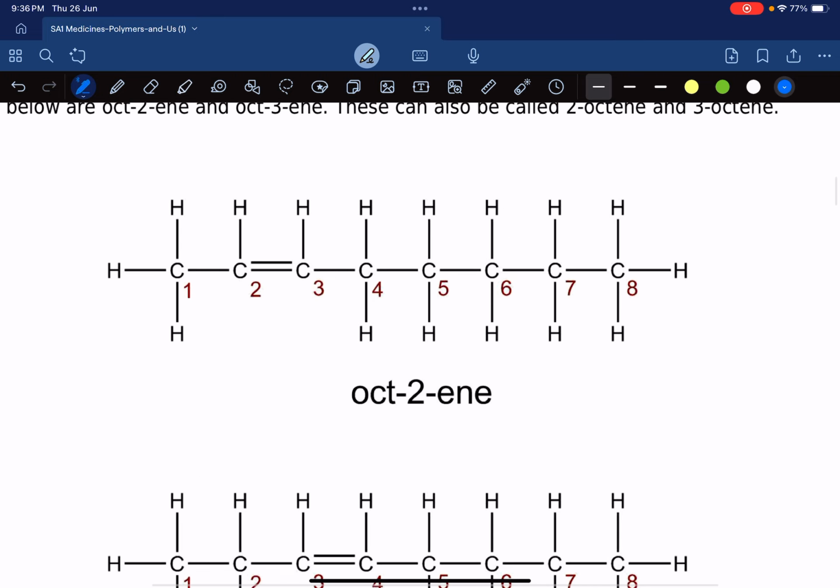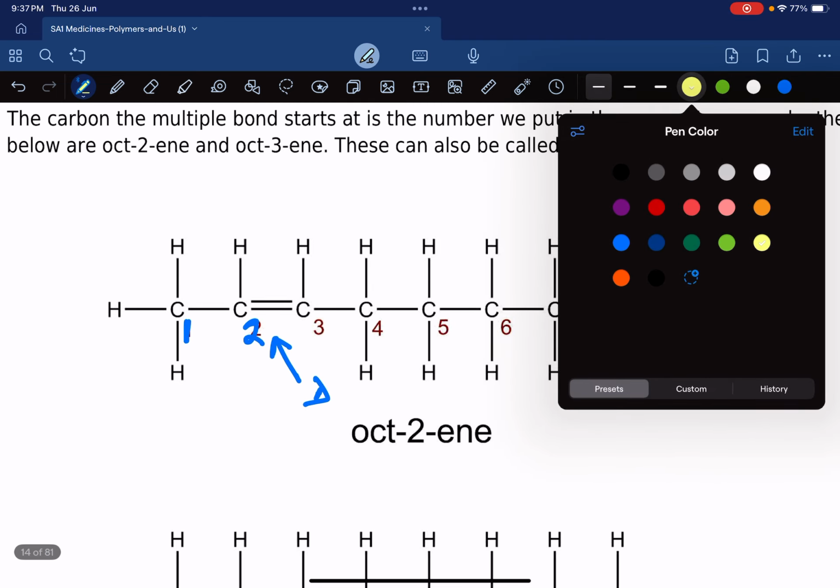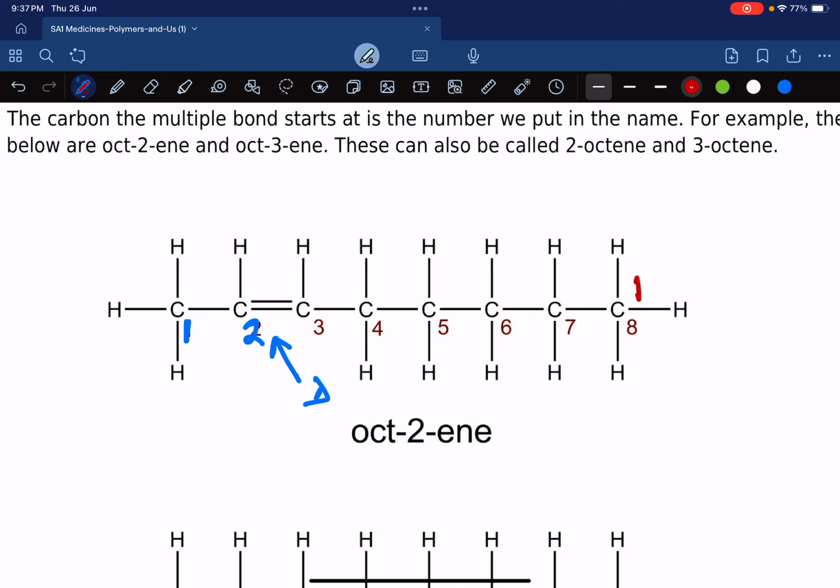Look at this example here. The first thing you notice is there is a double bond. You see the numbering done here starts with this corner, 1, then 2, 3, 4, 5, 6, 7, 8. Someone might ask, can I start numbering from the other end: 1, 2, 3, 4, 5, 6, 7, 8? The answer is no, you cannot do that. Why can't you do that? Let me explain this to you.